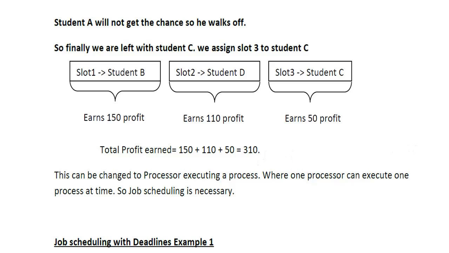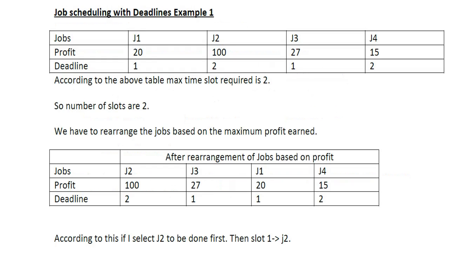So according to this job scheduling algorithm, I would be replaced by a processor, and students would be replaced by processes. So a processor executes a process. A program under execution is a process. So with respect to this, if a process is to be assigned to a processor, it can be one process at a time. So we'll go with the actual example.